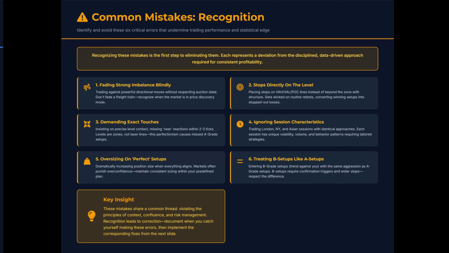Key insight. These mistakes share a common thread, violating the principles of context, confluence, and risk management. Recognition leads to correction. Document when you catch yourself making these errors. Use a trading journal or a simple spreadsheet. Then implement the corresponding fixes from the next slide. Self-awareness is the foundation of improvement. The next slide will provide practical solutions to avoid these mistakes and protect your edge. That's slide 34. 6 mistakes, 6 lessons. Recognize them, document them, and fix them.